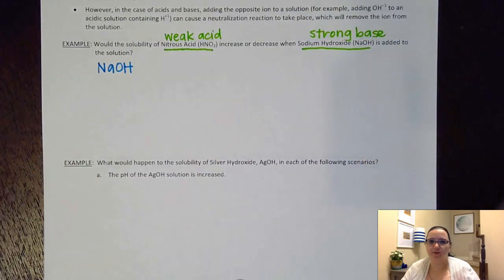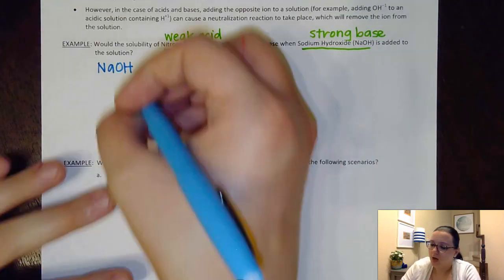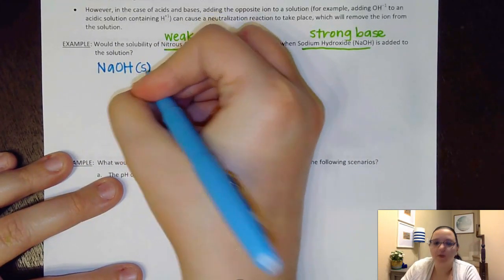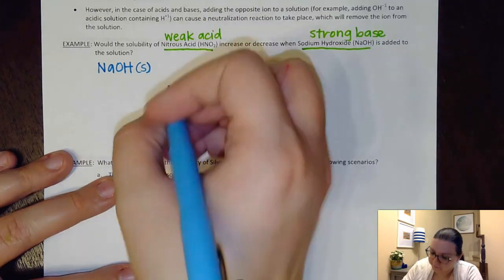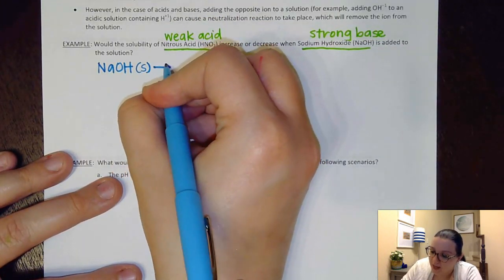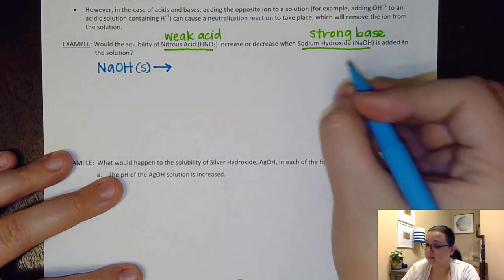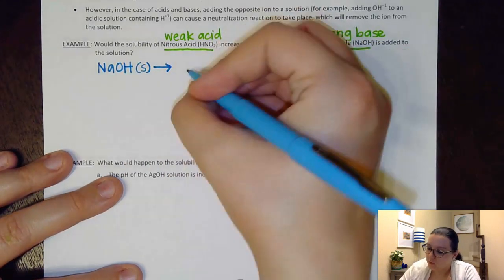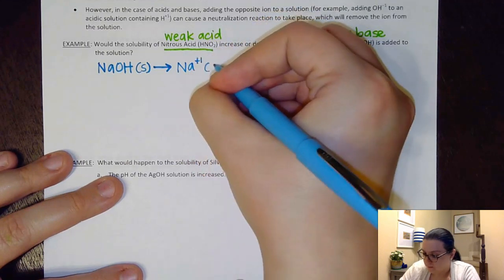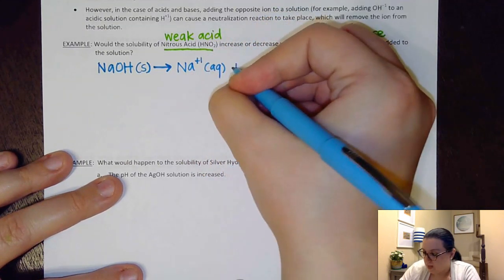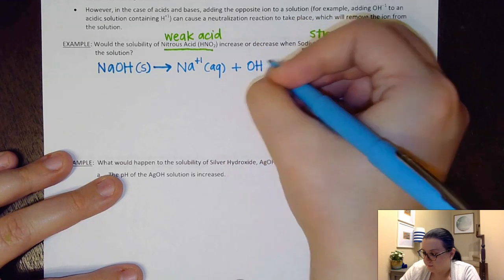I don't know if it's a solution to begin with that's dissociating ions, or if we have a solid that we're putting into water. I'm going to put solid here because most of the time hydroxides are solids at room conditions until I put them into water. But I'm going to put a one-way arrow here for its dissociation because, again, it was strong. And we're going to dissociate that into sodium ions and hydroxide ions.